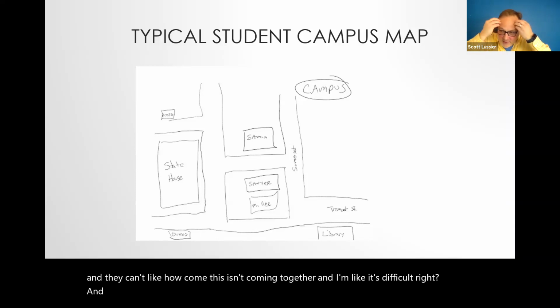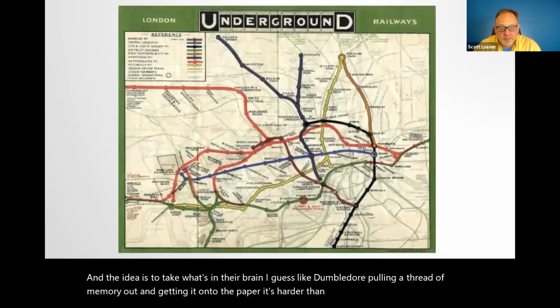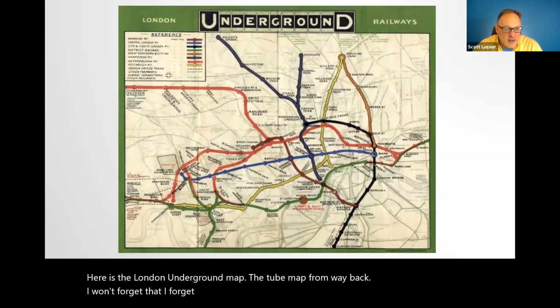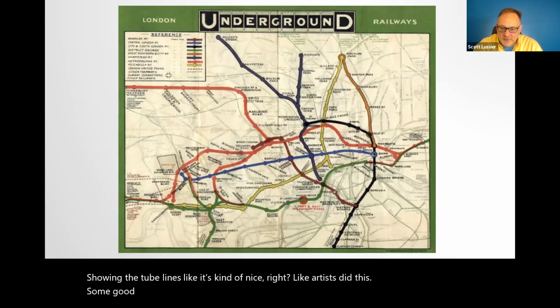The idea is to take what's in their brain, I guess like Dumbledore pulling a thread of memory out, and get it onto the paper. It's harder than it looks. Here is the London Underground map, the tube map from way back. I forget when, probably around the turn of the century, early 1900s. Showing the tube lines. It's kind of nice, right? Like, an artist did this. Some good colors in there. You got some visual hierarchy. Get some reference stuff in the back.